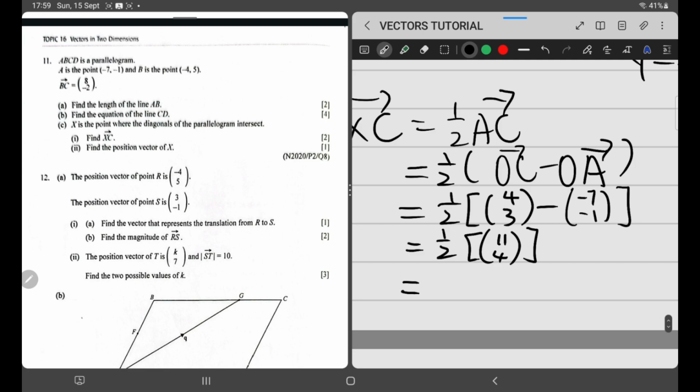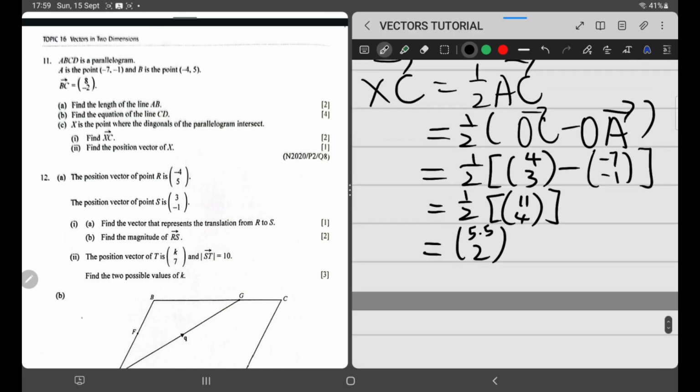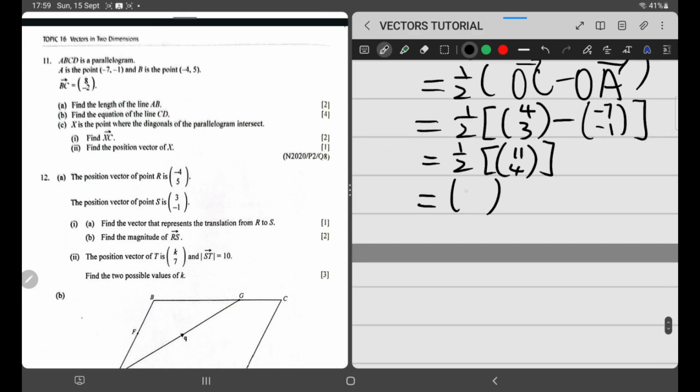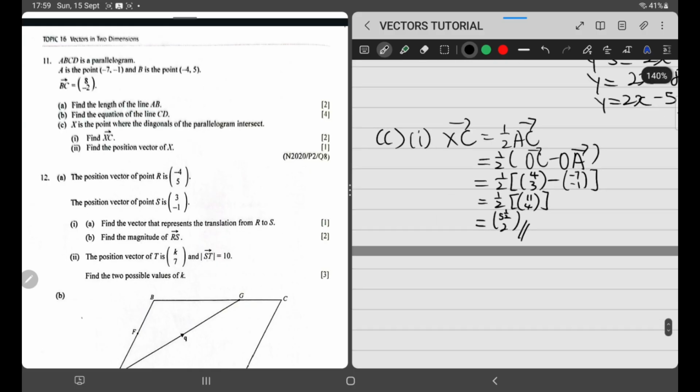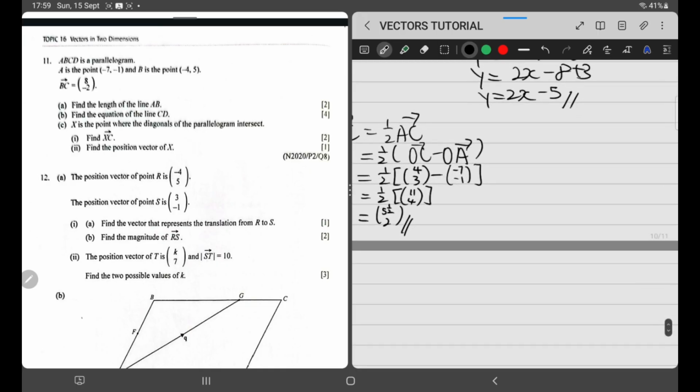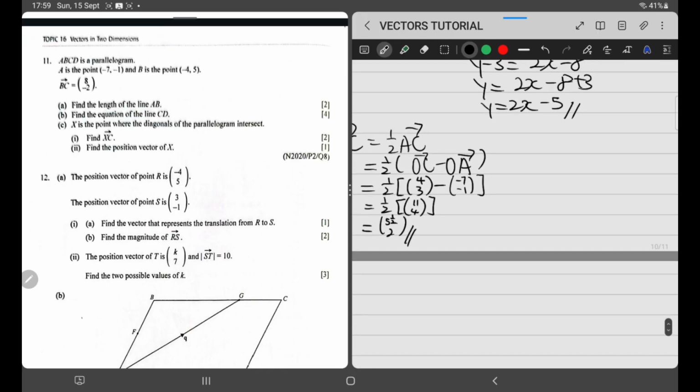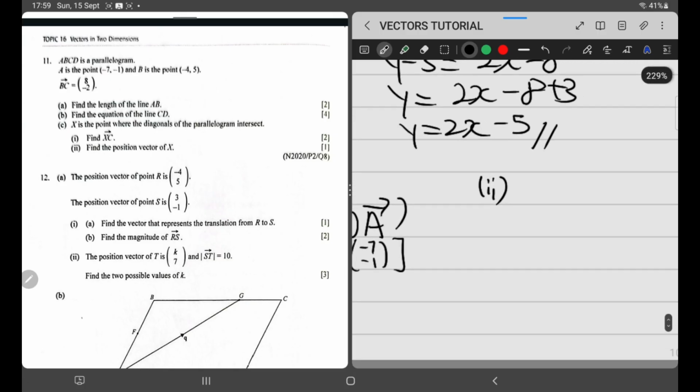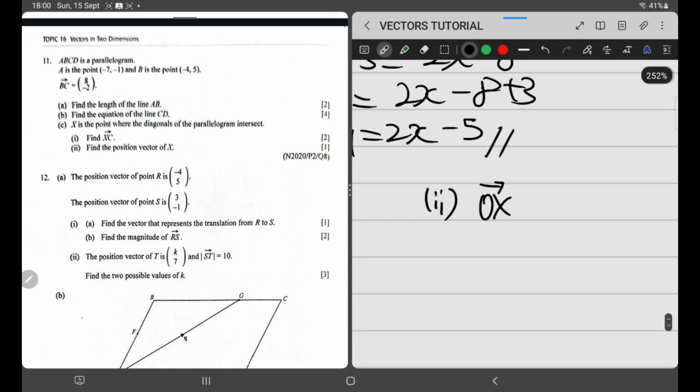Therefore, your answer should be (5.5, 2). So that is XC for you. Okay, then in part II, they say find the position vector of X. So they want to find OX.